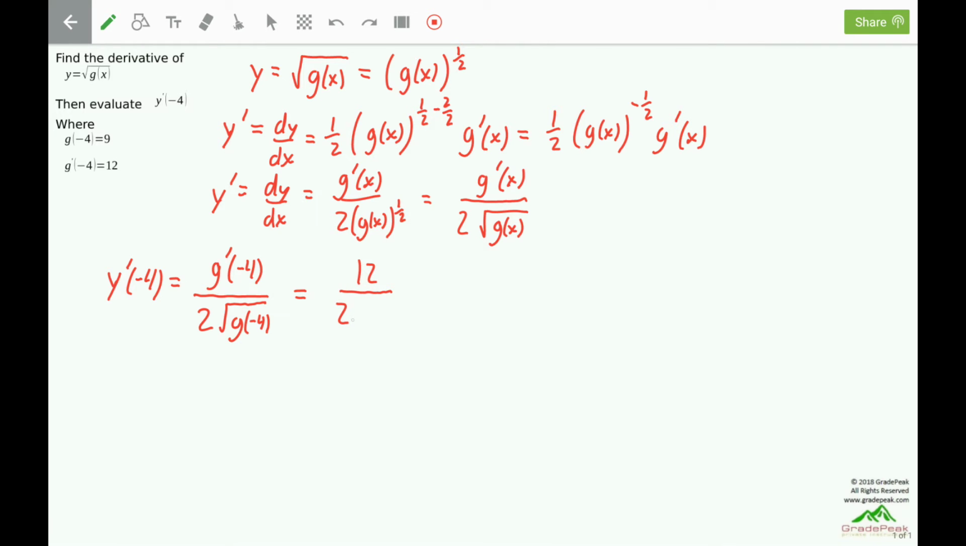and that's over 2 times the square root. G of negative 4 is a 9. So we have 12 over 2 times the square root of 9, which is a 3. 2 times 3 will give us a 6. 12 over 6, which we can divide the 6 in and give us 2.